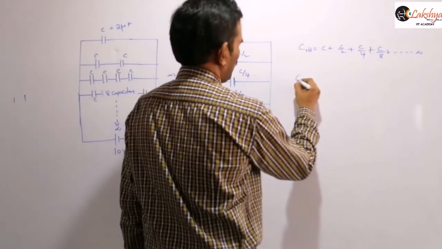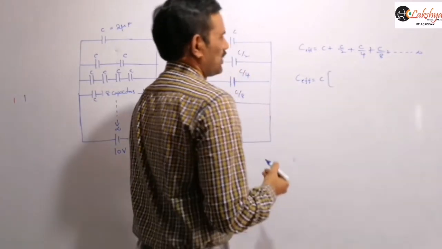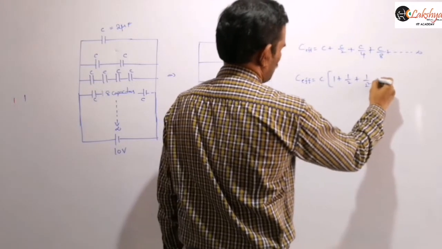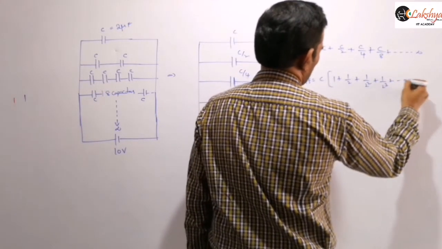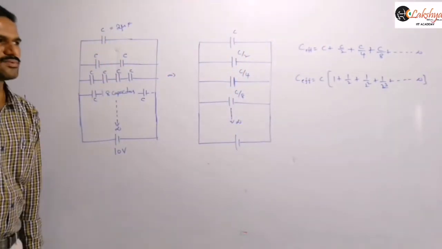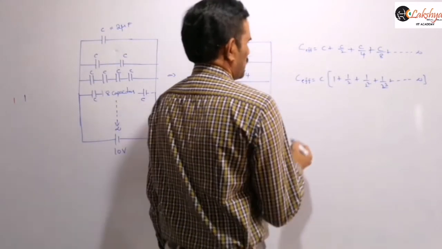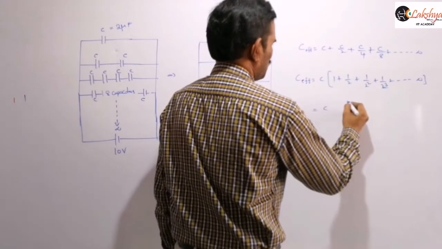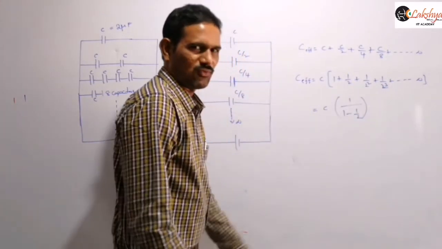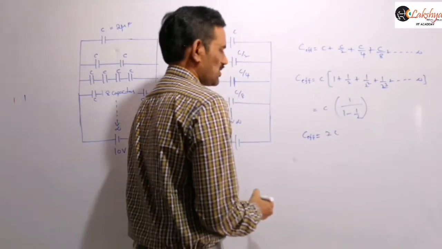And therefore you can simplify this as C effective is equal to C into, taking C common here, 1 plus 1 by 2 plus 1 by 2 square plus 1 by 2 cube plus and so on to infinity, right? That is an infinite series, so you can find the effective capacitance. You can write this as C into 1 by 1 minus 1 by 2, so this C effective will be equal to 2C.